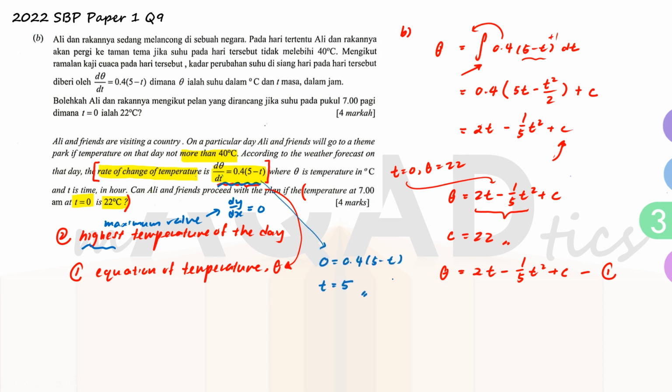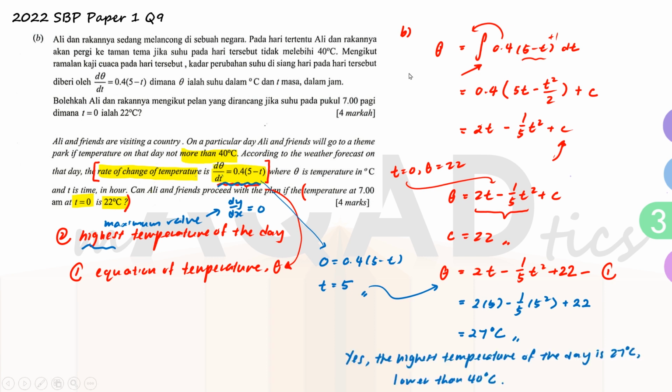So we need to find the highest temperature of that day. We can just sub t with 5. Apologies, this should be 22. And our highest temperature of that day would be 27. So this means Ali and his friends can go to that theme park since it's less than 40 Celsius. And now we can write a brief conclusion.